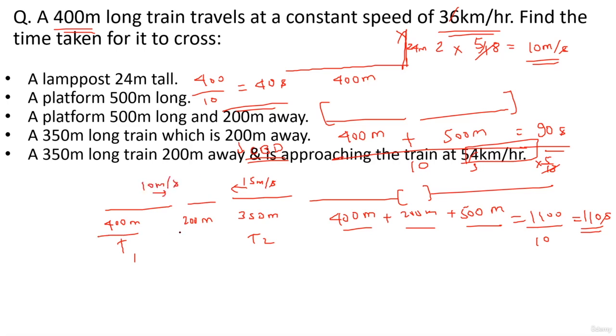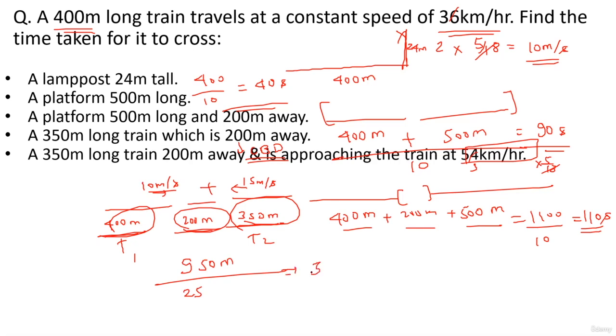The total distance you will travel is how much? 400 plus 200 plus 350. 400 plus 200 is 600, plus 350 is 950 meters. And your relative speed is 10 plus 15, 25. So 25 threes are 75, 25 fours are 100. The time taken to overtake will be 38 seconds.